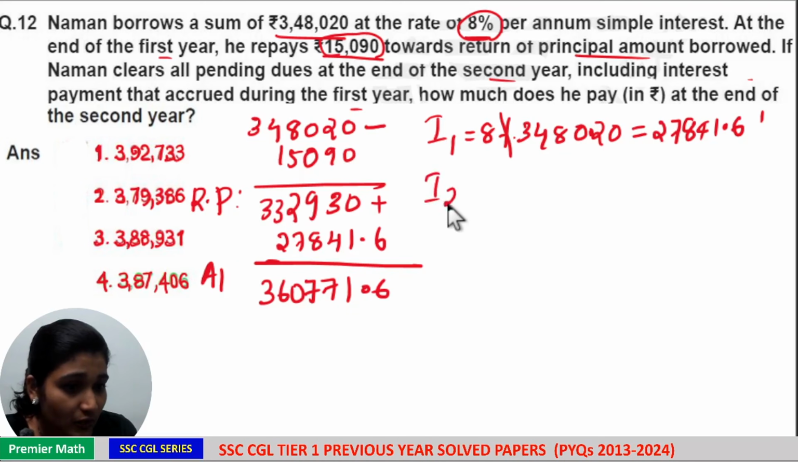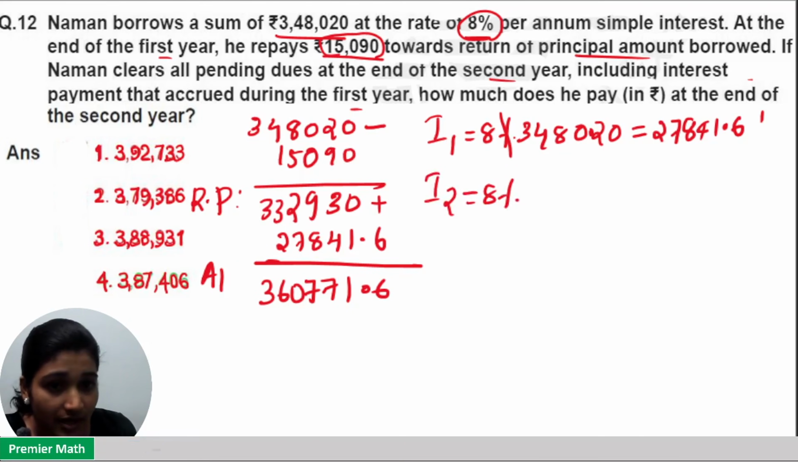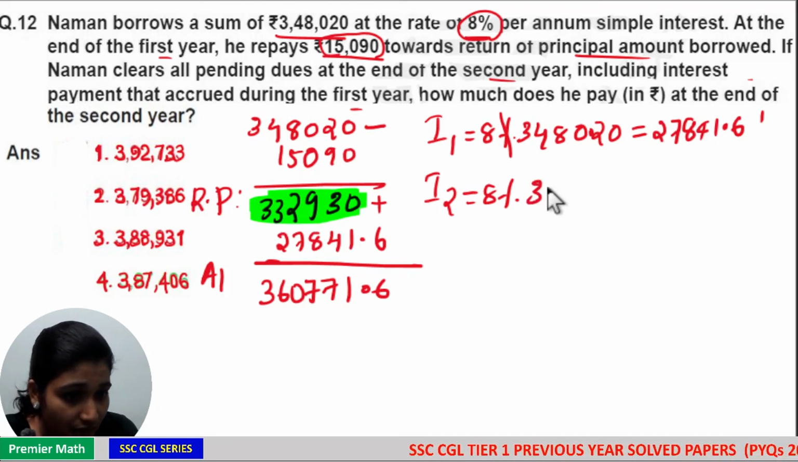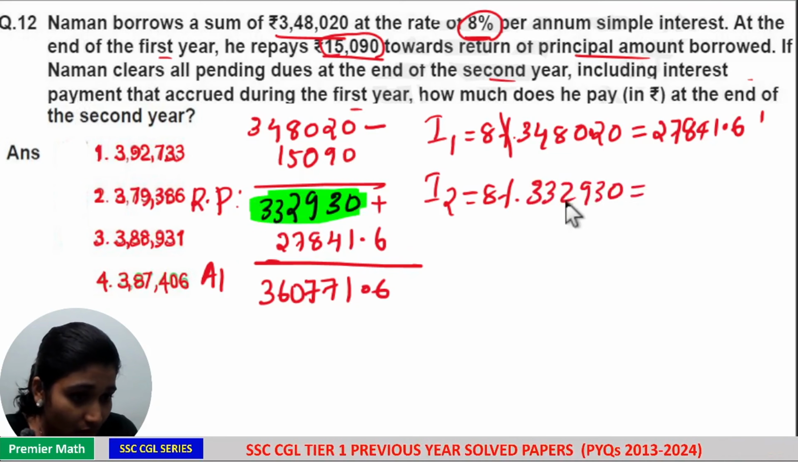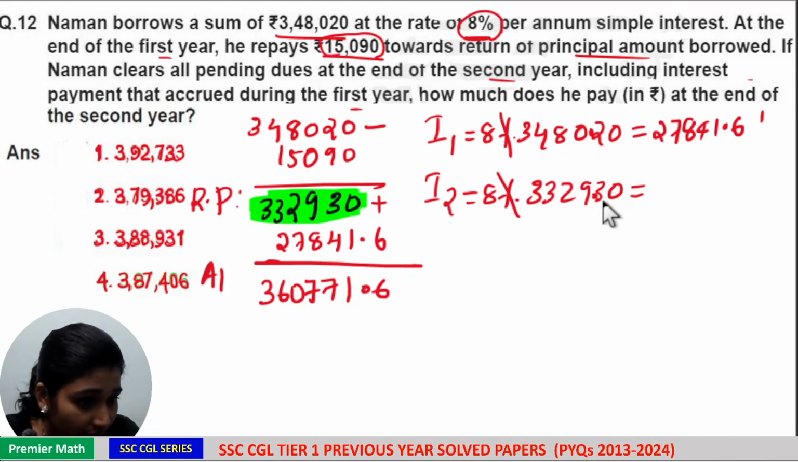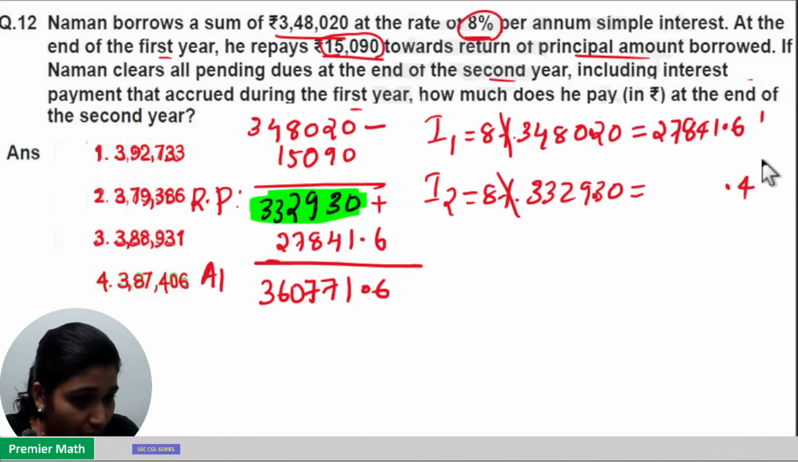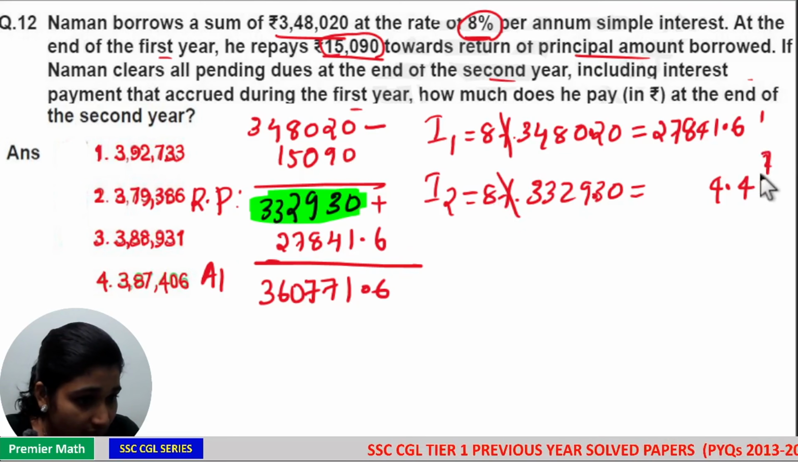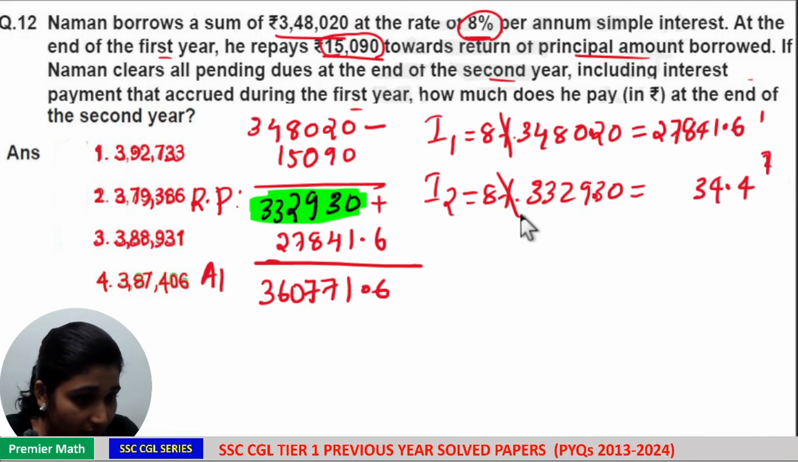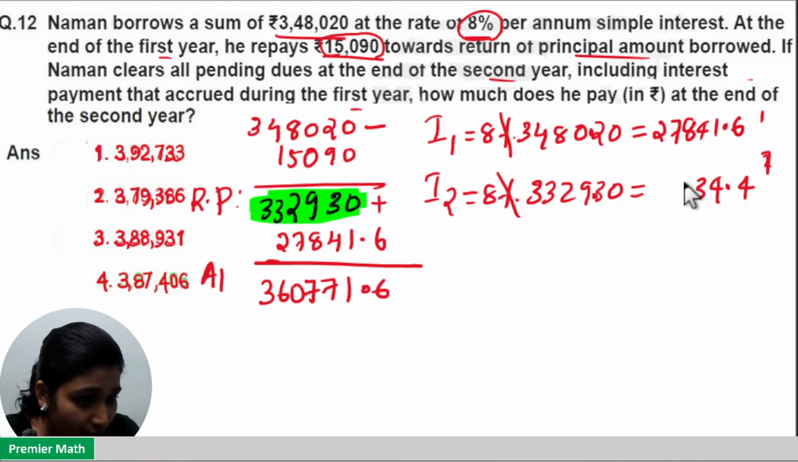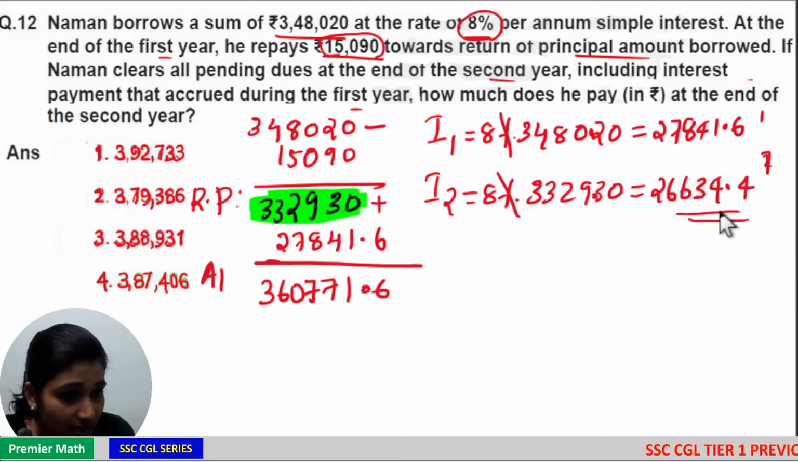here this is equal to 360,771.6. Now interest for second year is 8% of the remaining principal, which is equal to 8% of 332,930. Percentage and double zero cancel. 8 into 0.3 is 2.4 and 8 9s are 72 plus 2, 74, and 8 2s are 16 plus 7 is 23, and 8 3s are 24 plus 2, 26. Now this is the interest for second year.